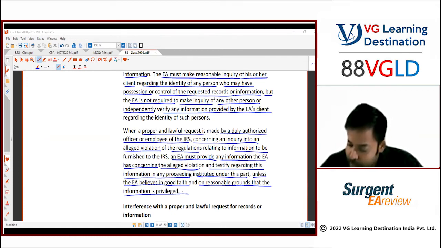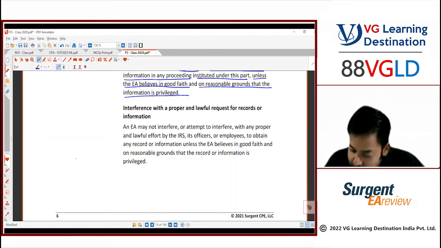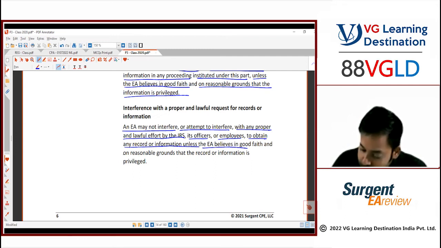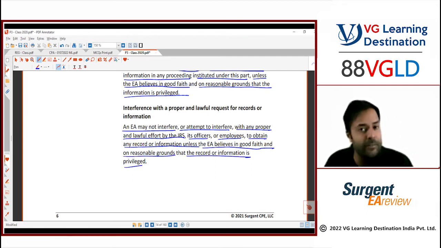Interfere with a proper and lawful request. In this case, an EA may not interfere. So you're not going to interfere or attempt to interfere with any of the proper or lawful efforts by the IRS, its officers or employees to obtain any record or information, unless the EA believes in good faith and on reasonable grounds that the information is privileged. So you're not going to interfere in any of the proceedings that would be unlawful in that case.